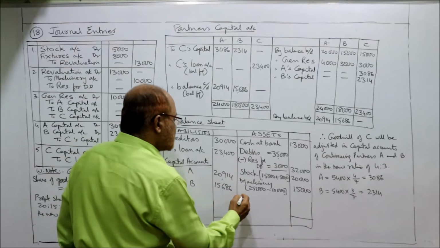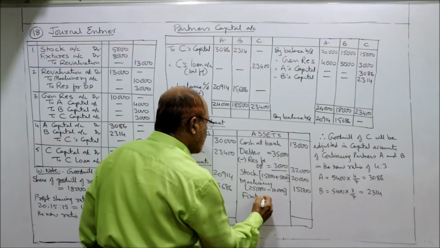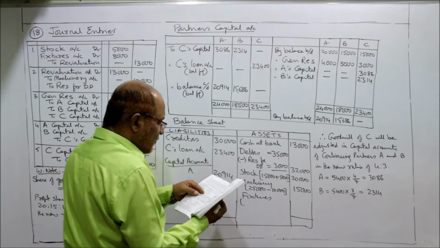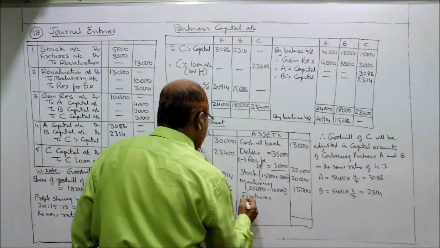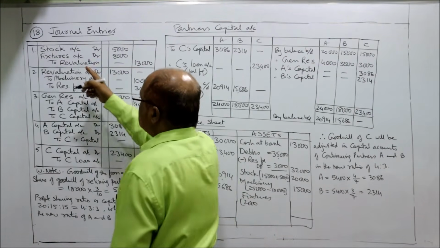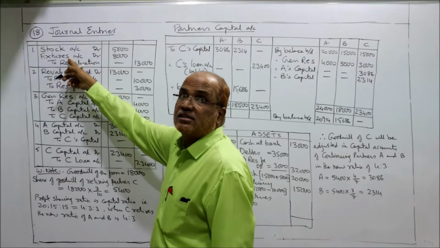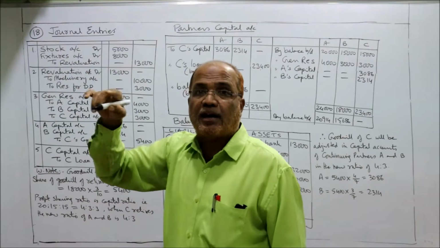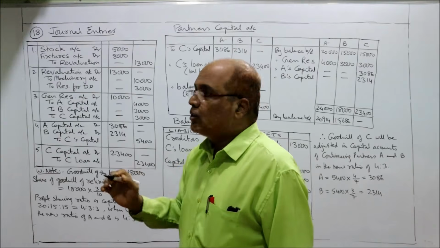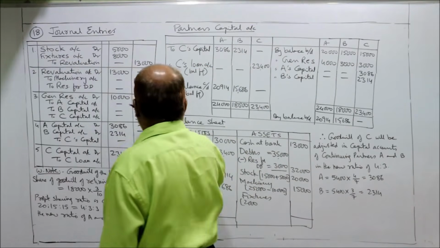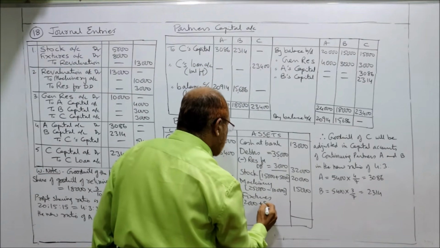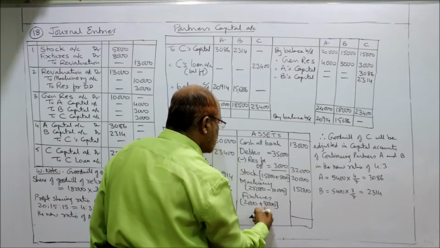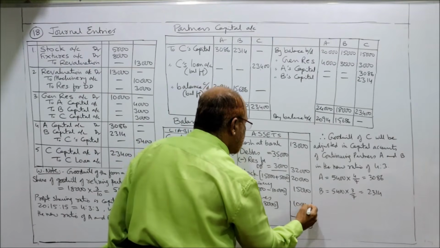Last one is fixtures. The old value of fixtures was 2,000. Is it increased or decreased? Here it is increased. Debit करने से बढ़ता, credit करने से कम होता. तो यहां पर debit कर दिया fixtures 8,000, so plus 8,000. So 2,000 plus 8,000, it is 10,000.